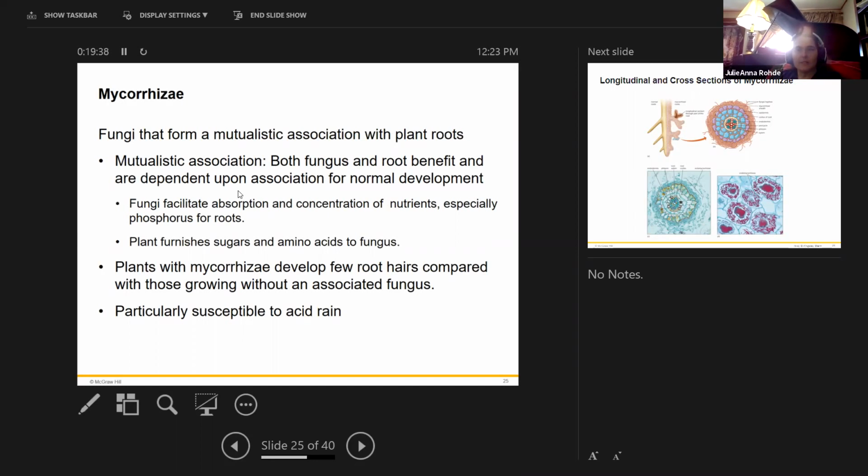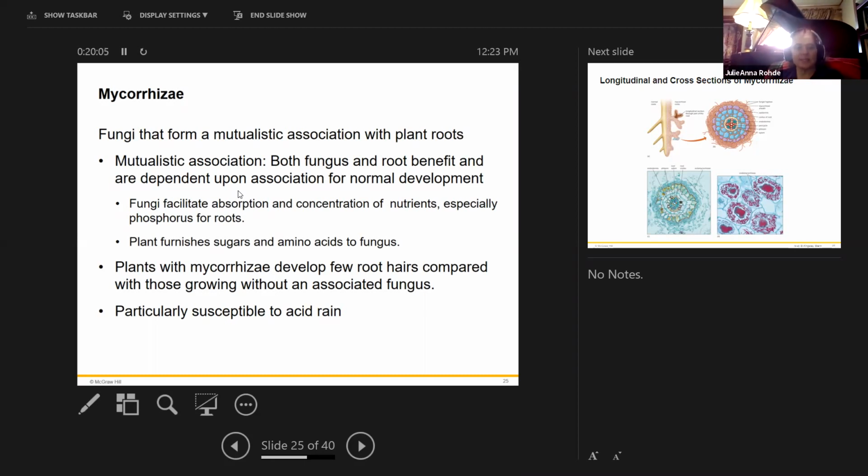Okay, mycorrhizae. Again, that's another example that we had in biology last semester. This is fungi that form a mutualistic association with plant roots. And I think I mentioned that it was useful for phosphorus poor soils. Again, soils that didn't have a lot of phosphorus, it would help the plant survive in that situation. And I kind of left it at that.